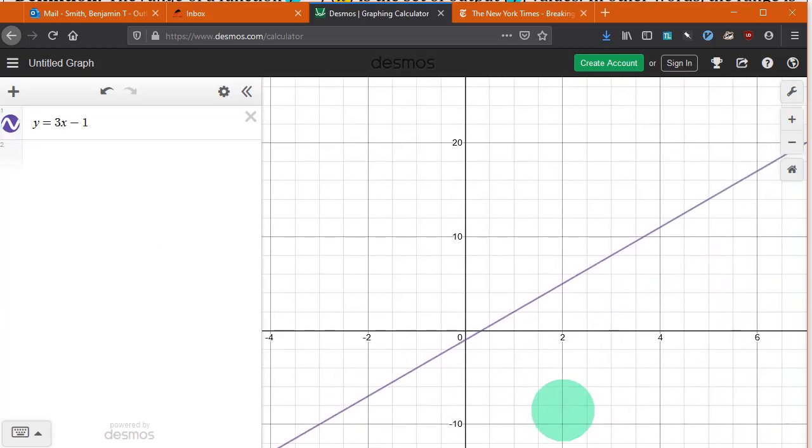You can see that any y coordinate that you want to get here is the y coordinate of some point on the graph.